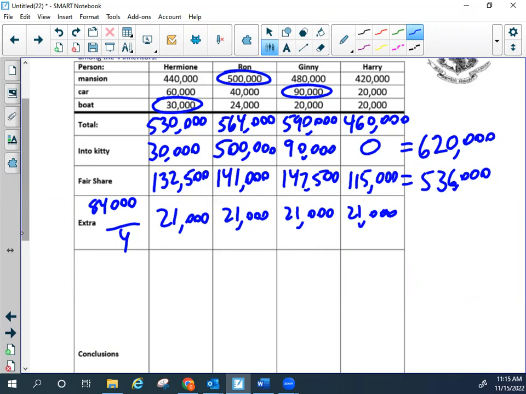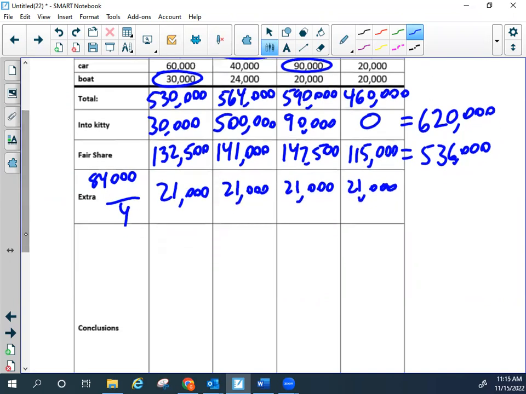So in the end, Hermione, she put 132,500 in one pocket. She put 21,000 in the other pocket. But she only put 30,000 into the kitty. She didn't put all that much in, which means she gets the boat. And she still came out positive on the money side because her contribution to the kitty was less than the money she put in her pocket. So she also gets $123,500.